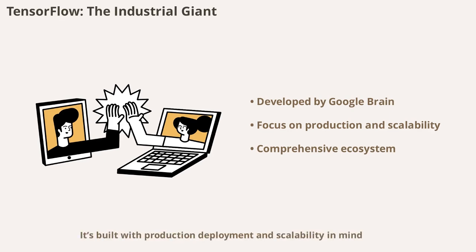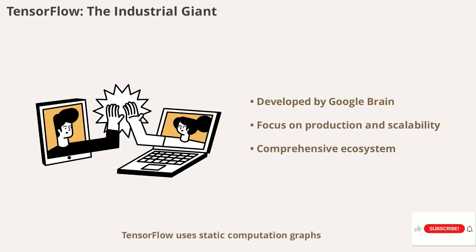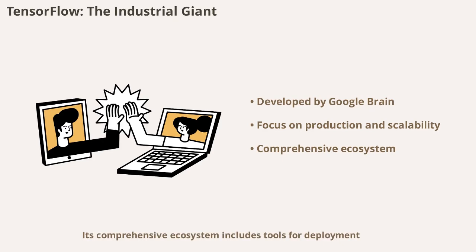Let's start with TensorFlow, developed by the Google Brain team and released in 2015. It's built with production deployment and scalability in mind, making it a favorite among large enterprises. TensorFlow uses static computation graphs, following a define-then-run paradigm. Its comprehensive ecosystem includes tools for deployment, visualization, and mobile support. While it's robust and production-ready, TensorFlow can have a steeper learning curve and more verbose code, which may be challenging for beginners or rapid prototyping.